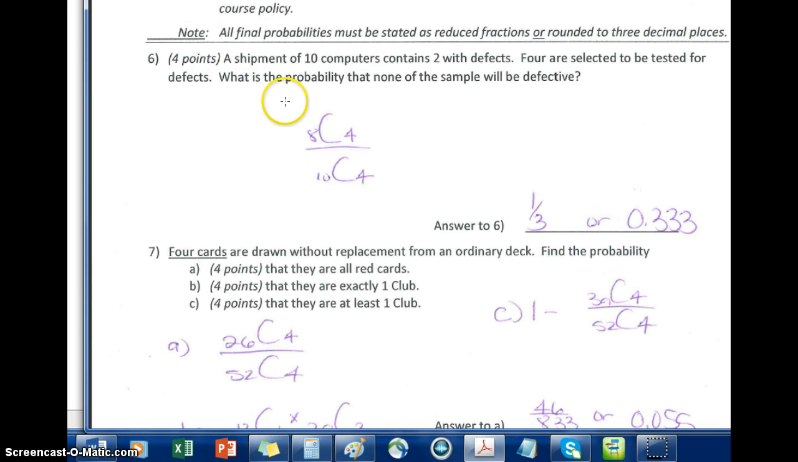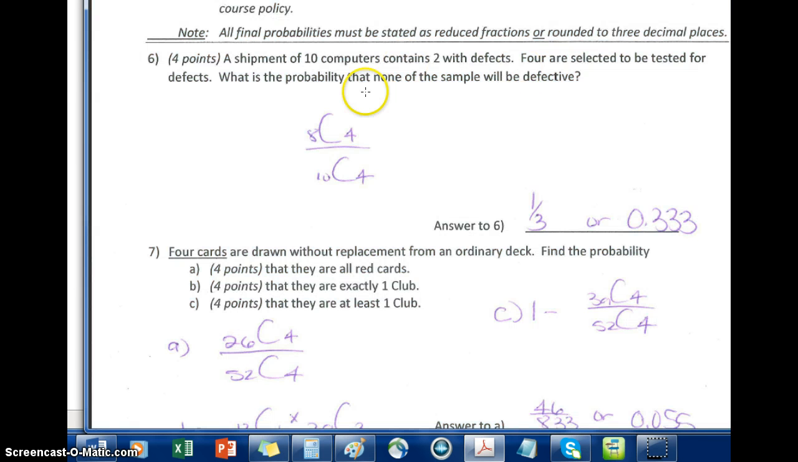On test 3 now, number 6, there are 10 computers and 2 have defects, which, if you take that away, means 8 of them are good without defect. And we're selecting 4. And it says, what's the probability that none of the sample will be defective? So you need to read from that: what are the chances you select 0 defective and 4 good ones?